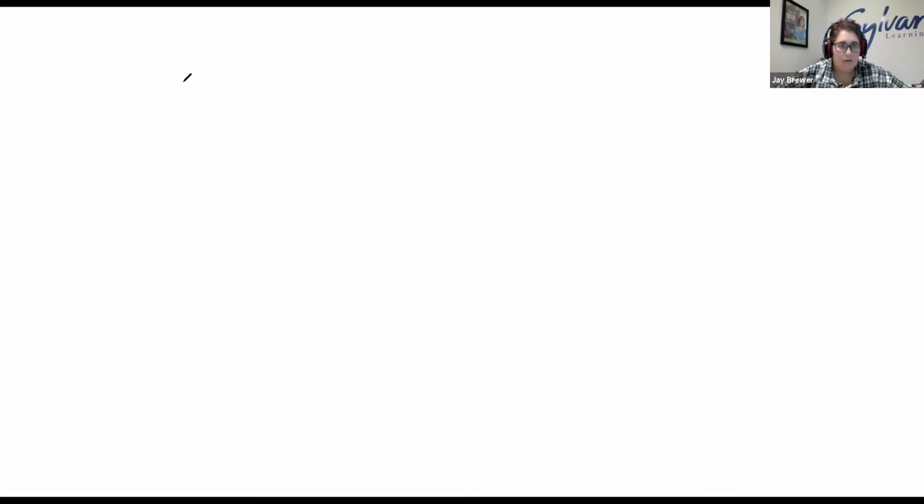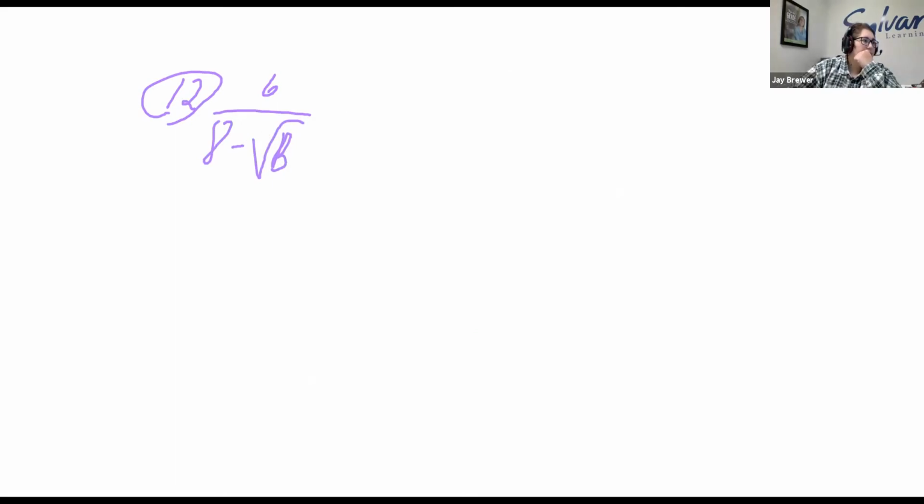All right, number 12 is a simplification problem. So 6 over 8 minus the square root of b. What do you guys think we need to do here?